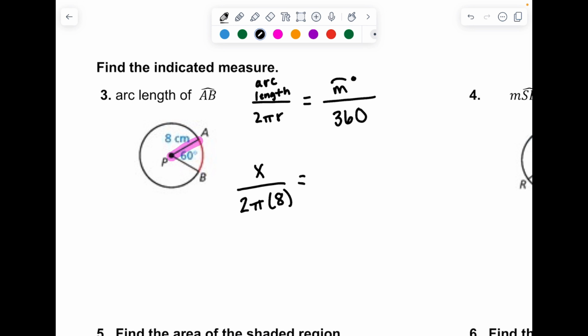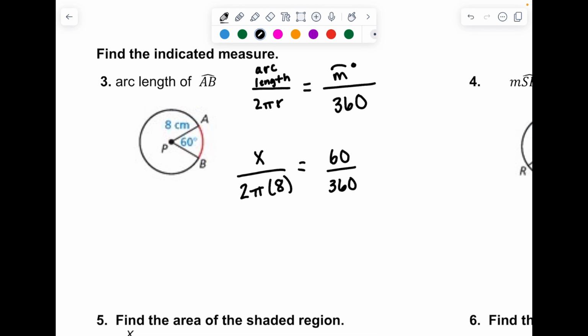And that's equal to our measure, which is 60 over 360. So we need to simplify our fraction on the right first to make our cross multiplying a lot easier. So we're going to simplify that 60 over 360. So this can be simplified down to 1/6.